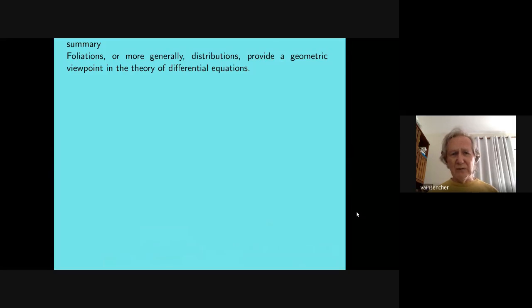I'll be talking about foliations and, a little more generally, some sort of distributions. And these are concepts which provide a geometric viewpoint in the theory of differential equations. So the foliations of dimension 1 are the geometric counterpart of ordinary differential equations. And distributions, I've been told, have to do with partial differential equations. But our approach is entirely geometric.